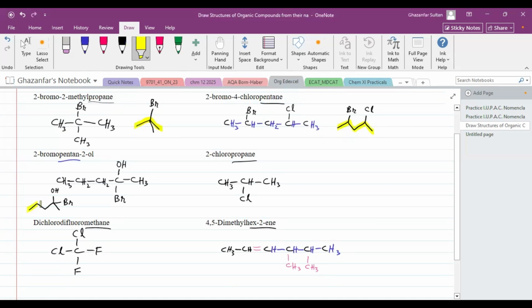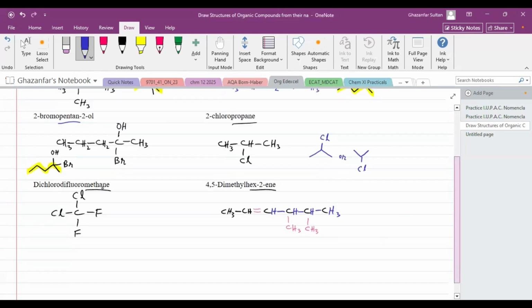This is your parent chain, and these are the groups. And again, this is your basic chain, and these are the groups. Similarly, you can draw here. It is very easy. Propane, just like this or just like this. And on the second position, chloro is there. So you can draw it in both directions, either in this way or in the opposite way. So both are correct.